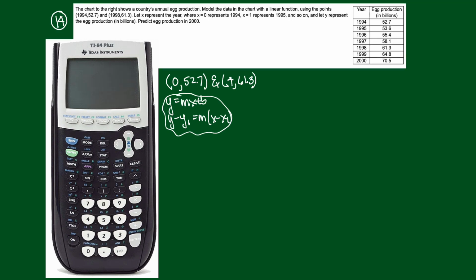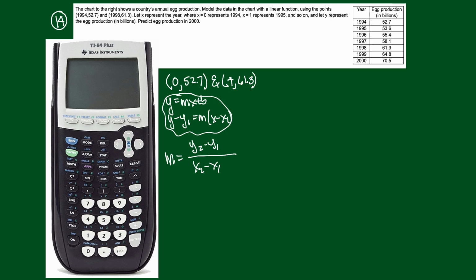Can I use this one right here? Well, for this one, I need the slope, which I don't have, but I can get it, and I need the y-intercept. I do have the y-intercept right here, because the first component is 0. But since I don't have the slope, let's use this one. We haven't done that for a while, so let's just use that one. So what's our formula for the slope? The slope is equal to second y minus first y over second x minus first x.